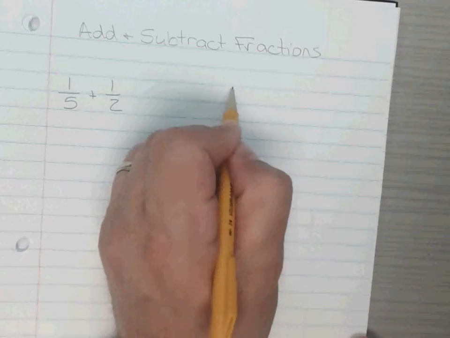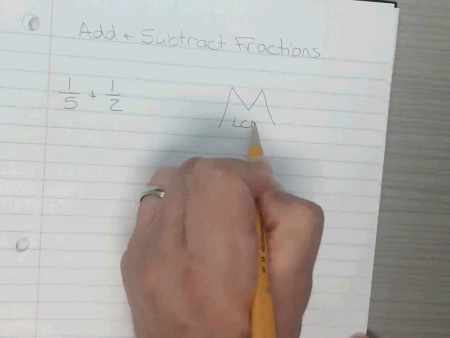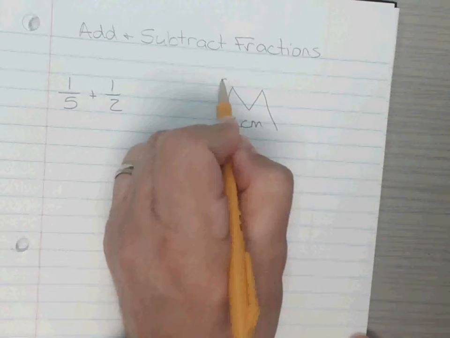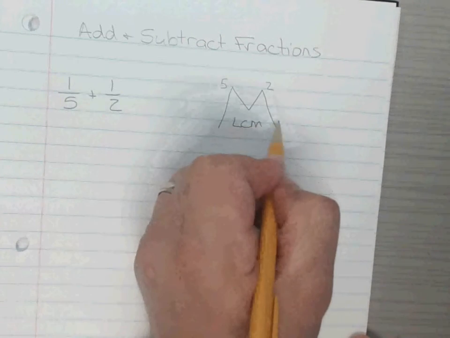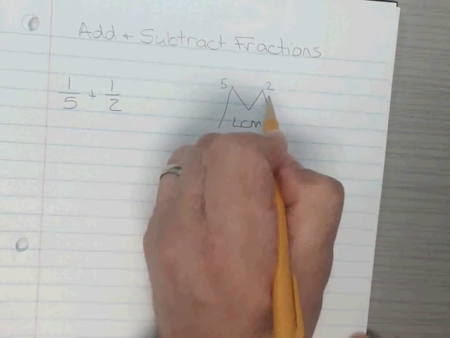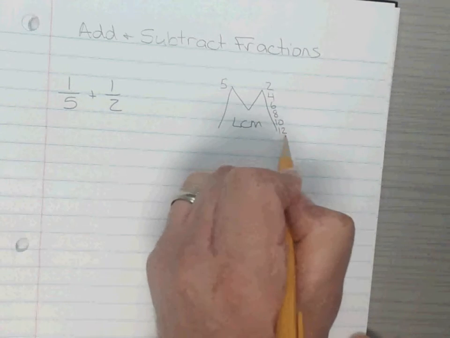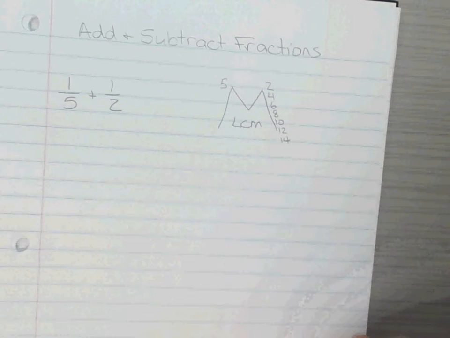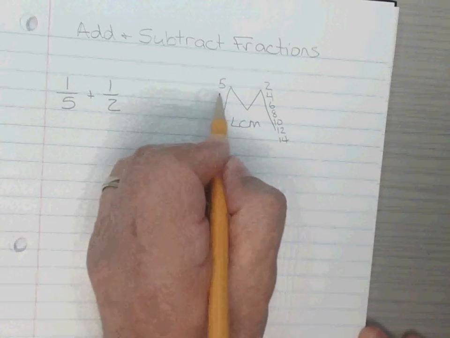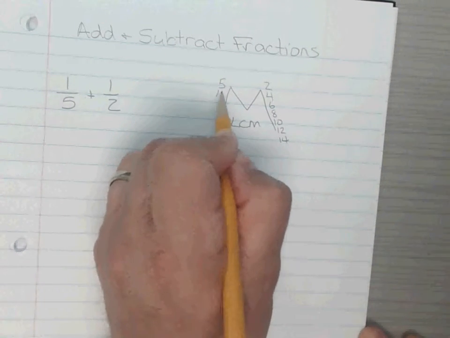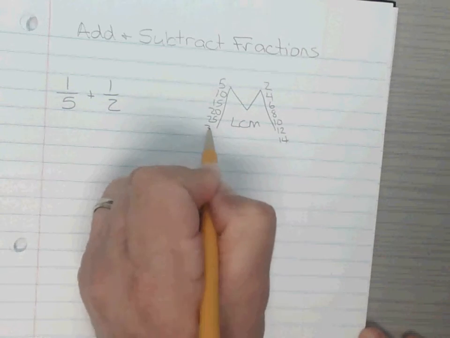So let's do that by using the big M and finding the least common multiple. So we're going to use 5 and 2 because they're our denominators. Let's skip count or find the multiples of 2. 2, 4, 6, 8, 10, 12, 14. Stop right there because I believe we can find our common multiple by doing, after we skip count 5s, 5, 10, 15, 20, 25, 30.